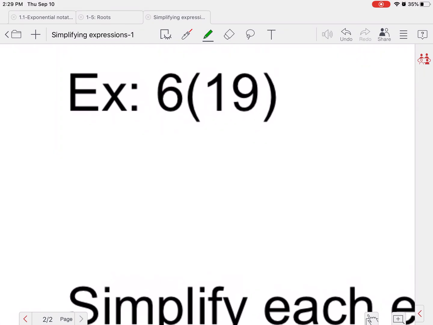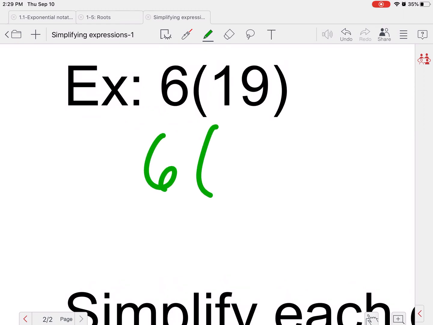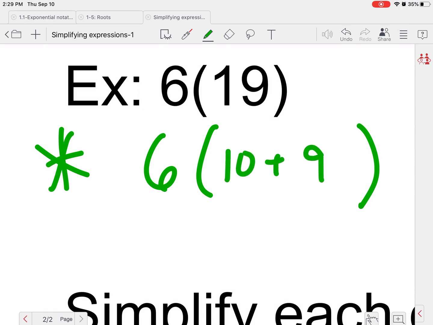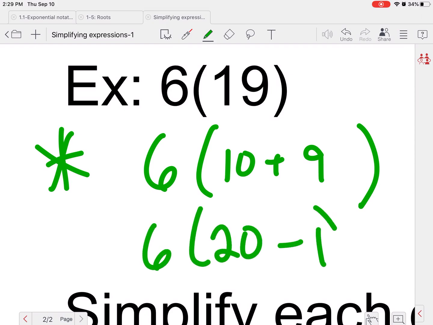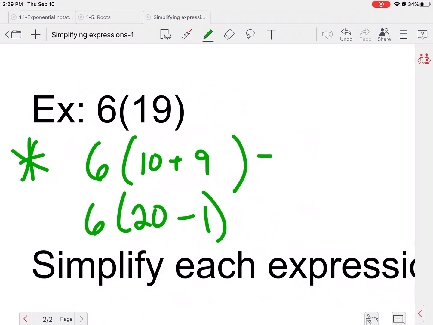So 6 times 19. How could I write 19 as a number using adding and subtracting? So go ahead and answer that question in Edpuzzle real quick. So 2 different ways we could do this. We could do 18 plus 1, which is not super helpful. We could do 10 plus 9. That would be an option. Or we could do 20 minus 1. Okay, and both would get us the same answer.